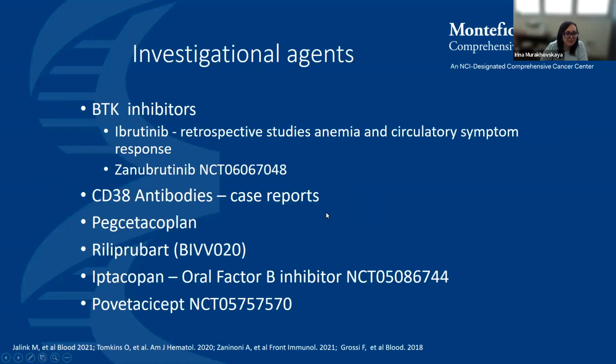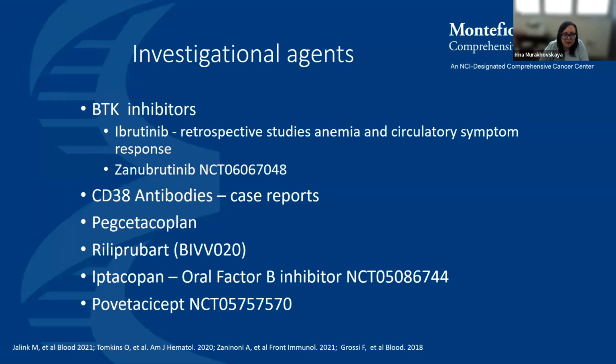There are a number of new investigational agents that are being tried and evaluated in cold agglutinin disease. They include BTK inhibitors. The ibrutinib has shown responses both in terms of anemia as well as circulatory symptoms in retrospective studies. And currently there is a trial in Europe that will be evaluating zanubrutinib in cold agglutinin disease. CD38 antibodies such as daratumumab have also been reported to have efficacy, but predominantly in case reports.